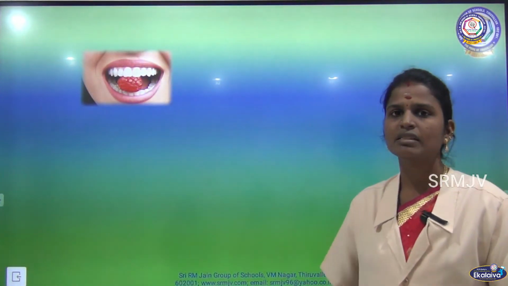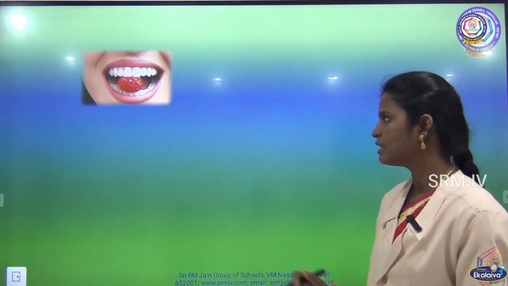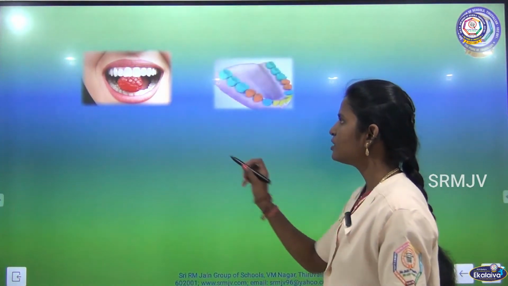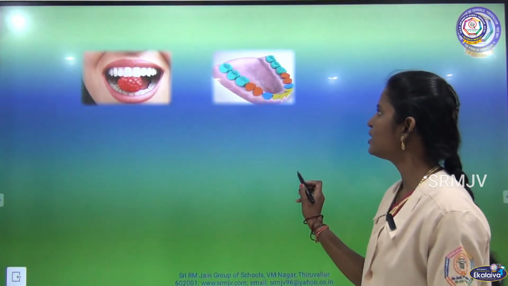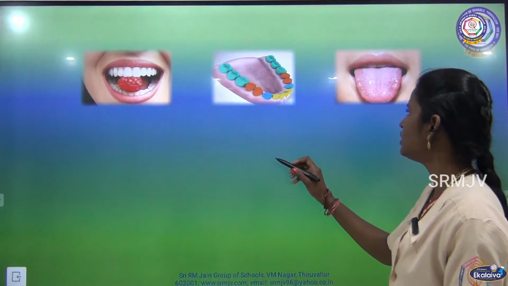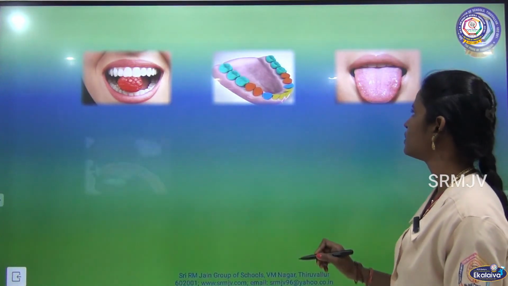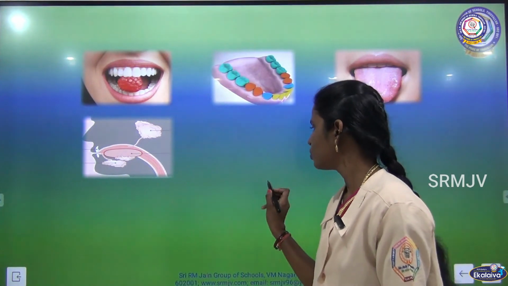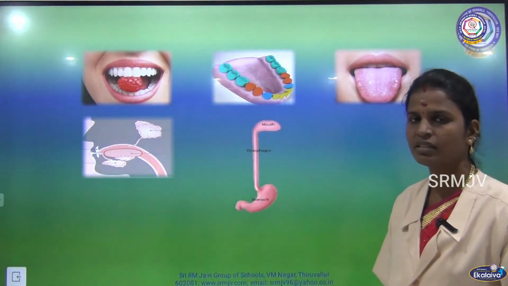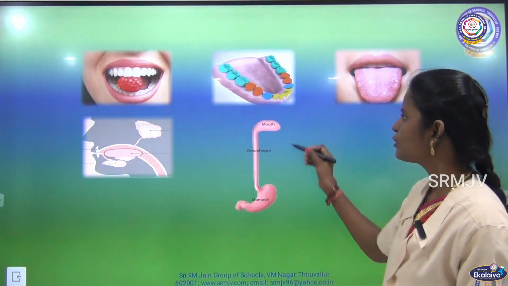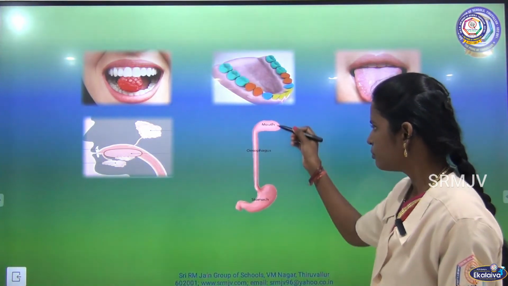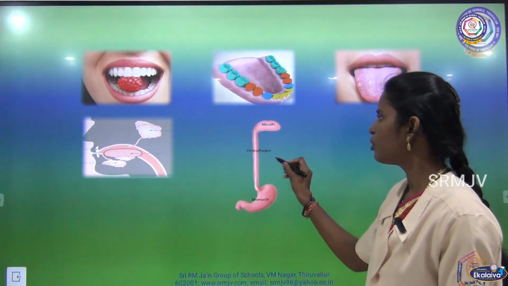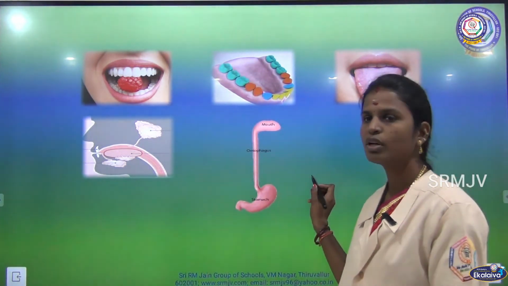Okay, now let us see a small recapitulation about digestion. So digestion starts in the mouth. Inside the mouth we have different types of teeth, and we have the tongue which helps in digestion. Next, this is the salivary gland which secretes saliva, which helps in partial digestion inside the mouth. Next, food from the mouth will be pushed to the stomach through an organ called the esophagus. It is also called the food pipe.